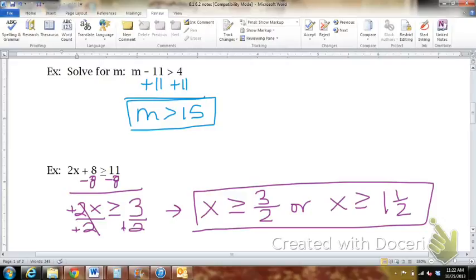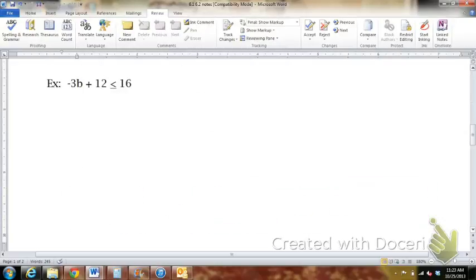Okay, let's try some more. This next example is just like the last one. I have 2 numbers over by the variable. So first I'm going to undo the addition by subtracting 12 from both sides. I have negative 3b is less than or equal to 4. Now I have to undo this multiplication, so I'm going to divide by negative 3.